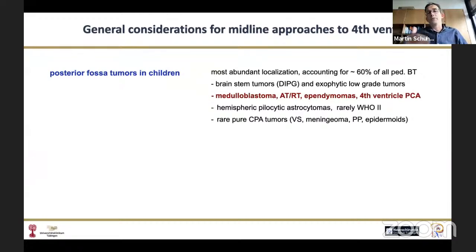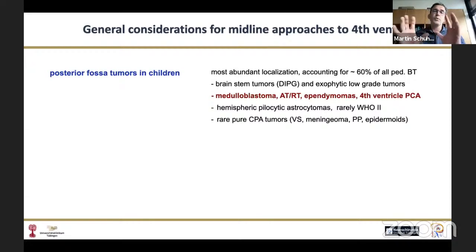So moving from the front to the back, we have the brainstem tumors, the DIPG, and the exophytic low-grade brainstem tumors like pilocytic or ganglioglioma. Then we have the large mass of tumors which reside in the fourth ventricle, which are the medulloblastomas, the ATRTs, the ependymomas, and the fourth ventricular PCAs, pilocytic astrocytoma.